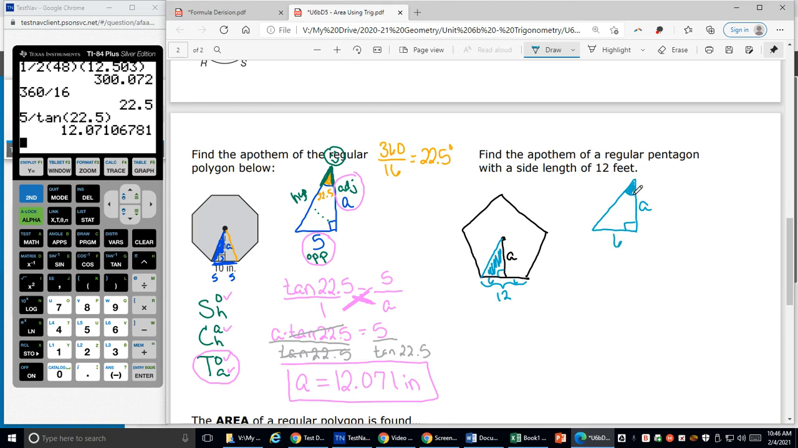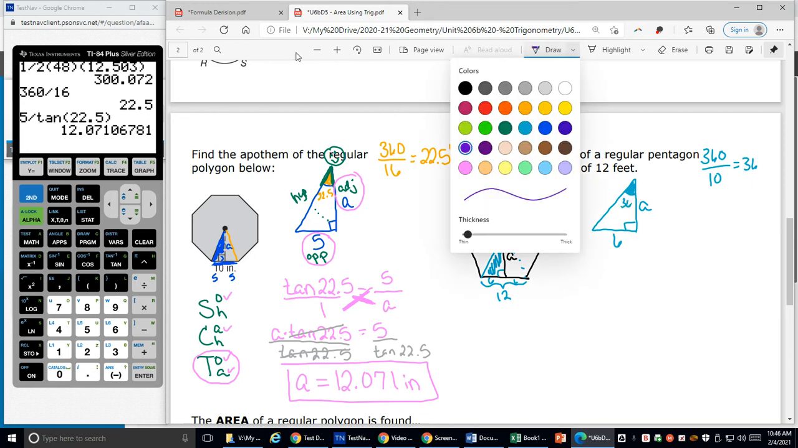This angle right here I need to figure out. Since I have 5 sides and I can draw 2 triangles on each of the 5 sides, I know I'm going to take my 360 and divide by 10 little angles so that I can figure out how big this one angle here is. And that is just going to be 36 degrees.